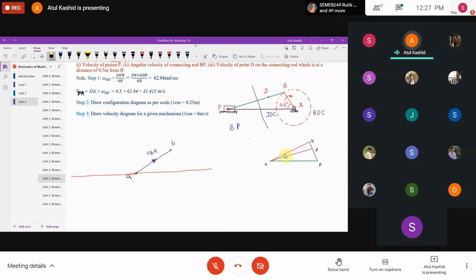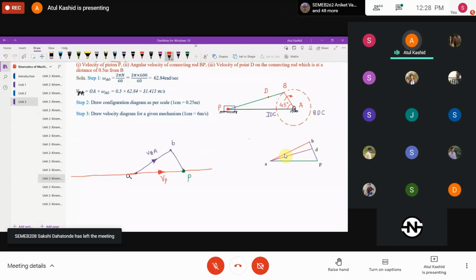As we know the direction, it will be perpendicular to the link BP. So I will draw from the point B, perpendicular to the link BP. Now see, this line is perpendicular to this BP. Now the intersection of this line with this red line will be your point P over here. If I draw the arrow over here, it is pointing towards P. So this is the velocity of P with respect to A.